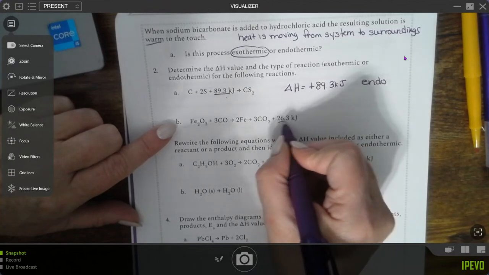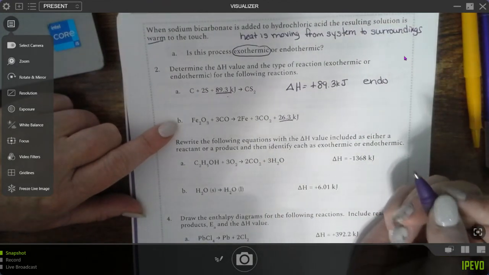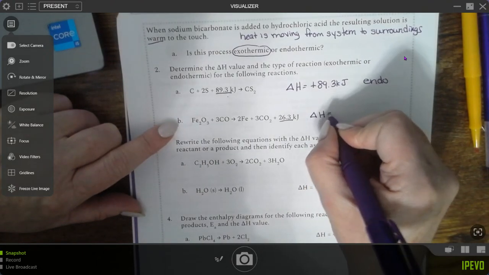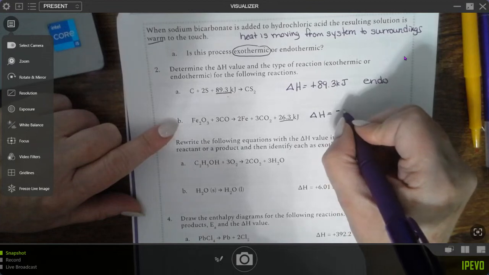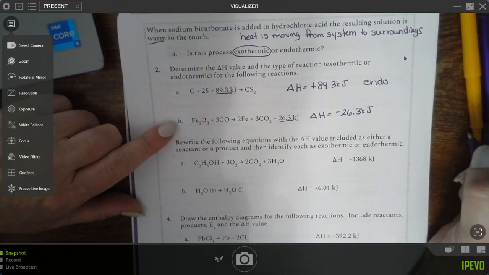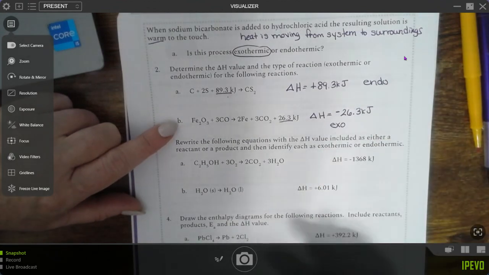Second example, we have our energy on the product side. So when we write this as a delta H, we say delta H is minus 26.3 kilojoules. And since delta H is negative, this is an exothermic example.